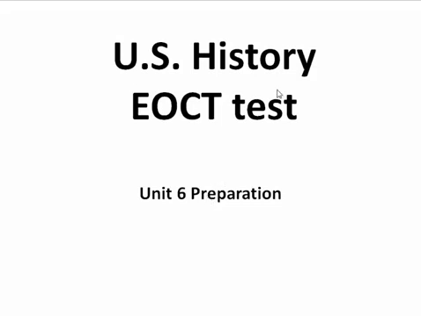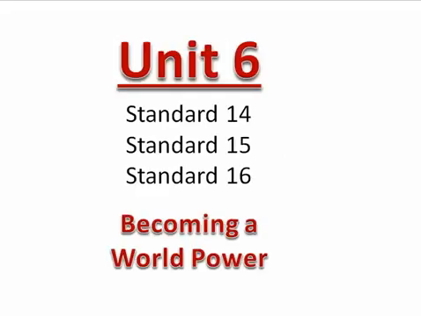Okay, we're on Unit 6 preparation now of the EOCT in U.S. History. Unit 6 is going to cover Standard 14, Standard 15, and Standard 16. Becoming a world power is what we're going to talk about. The United States is going to become a world power around 1898, 1900.